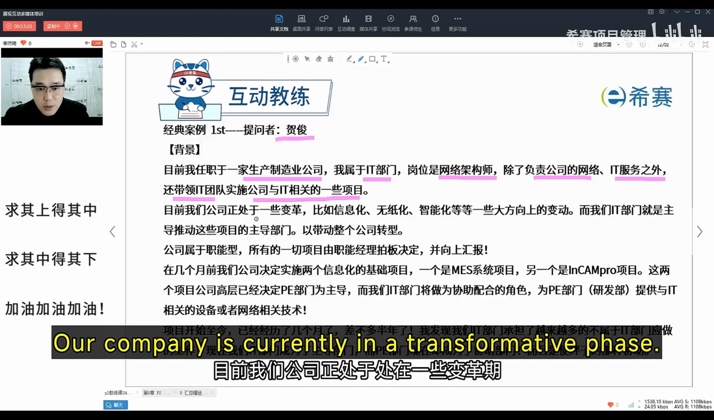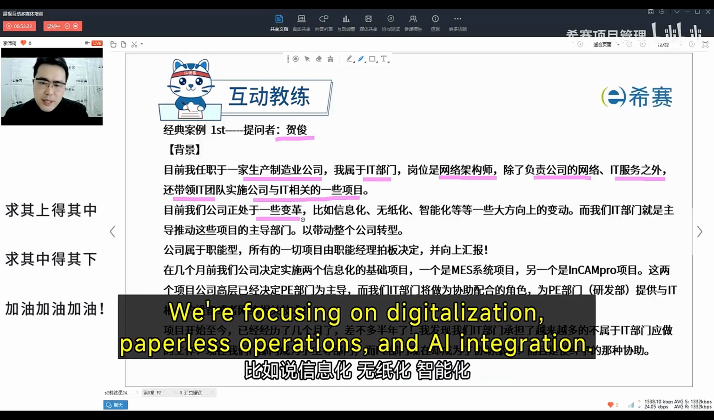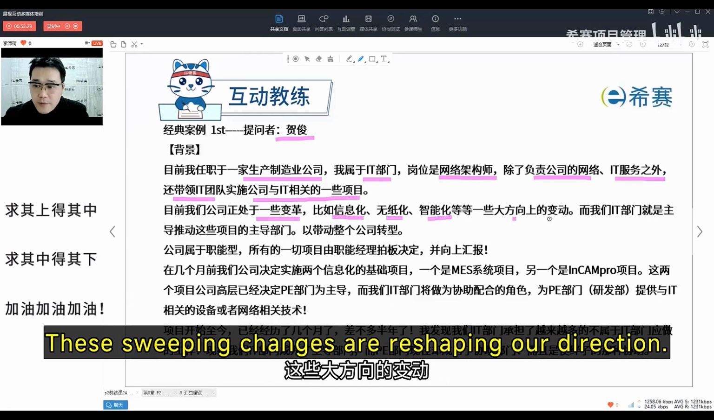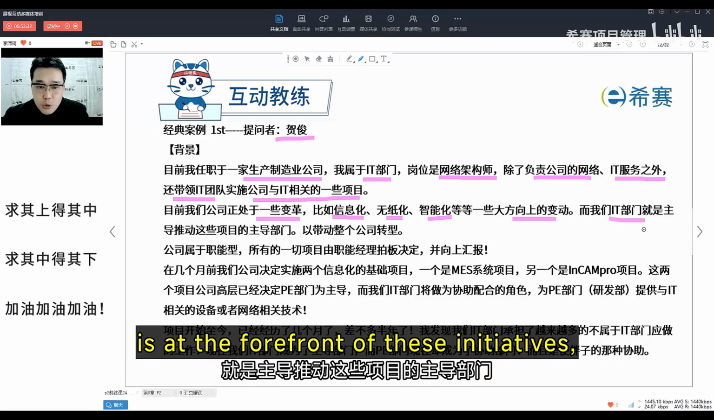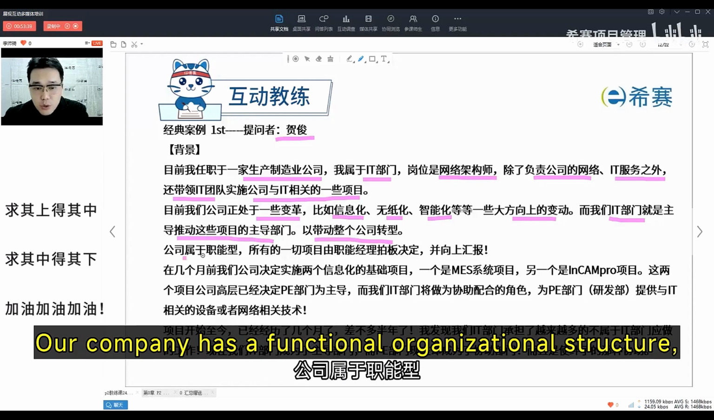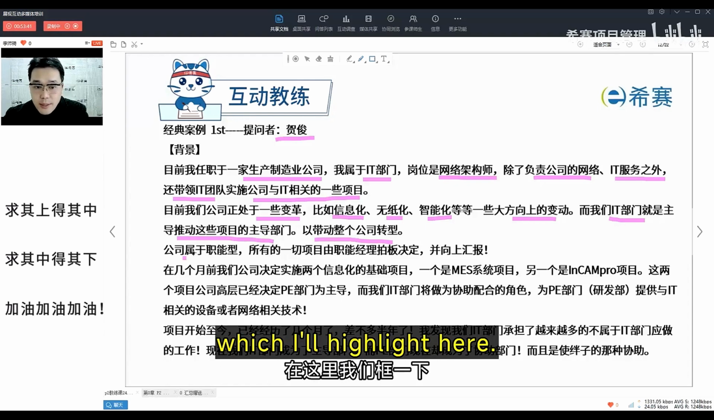Our company is currently in a transformative phase. We're focusing on digitalization, paperless operations, and AI integration. In short, we're undergoing a digital transformation. These sweeping changes are reshaping our direction. My IT department is at the forefront of these initiatives, spearheading the company-wide transformation. Our company has a functional organizational structure, which I'll highlight here.